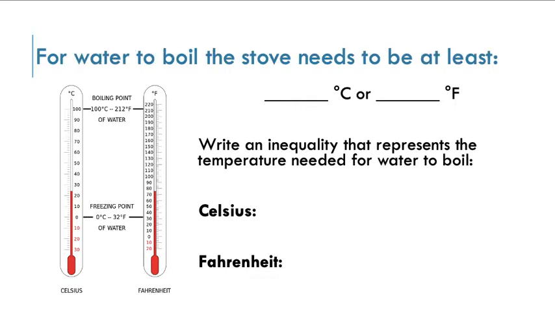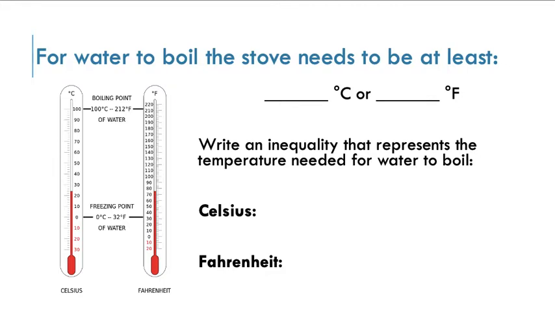On the next slide, it reads, for water to boil, the stove needs to be at least blank degrees Celsius or blank degrees Fahrenheit. So, what is the minimum temperature that we need for water to boil? All right, meaning if it were 1 degree lower, the water would not boil, okay? So what's the minimum that it needs to be? That it cannot be lower than that number.